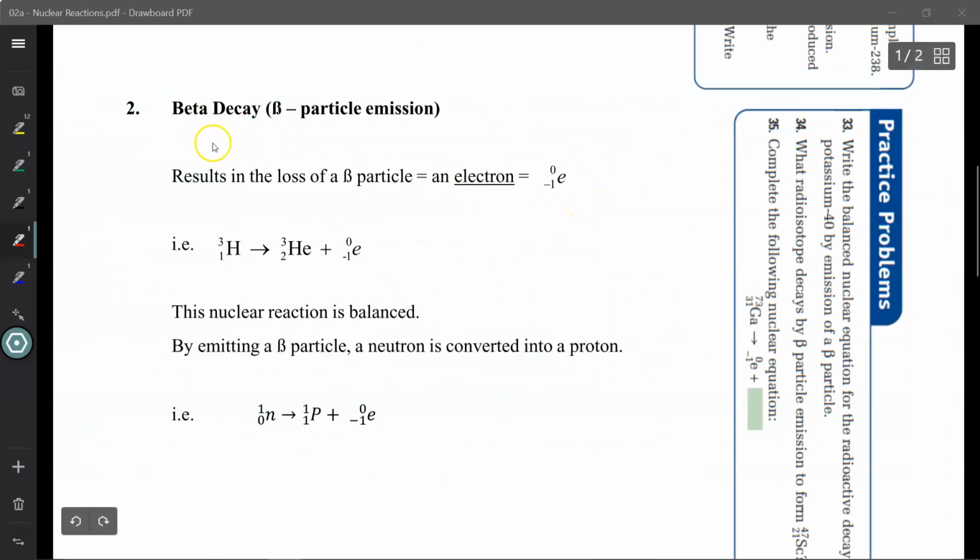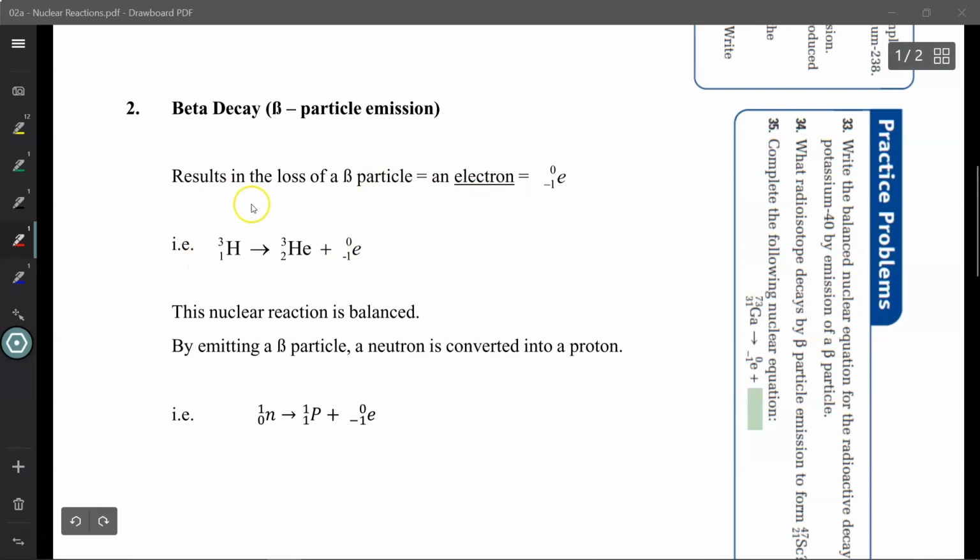The next nuclear reaction we'll be looking at is called beta decay, so that's the beta particle emission. A beta particle is essentially an electron. Since the mass of an electron is very, very small in comparison to that of a proton or neutron, we assign 0 as its mass number. Because electrons have a negative charge, we give it an atomic number of -1. So a beta particle is basically an electron.